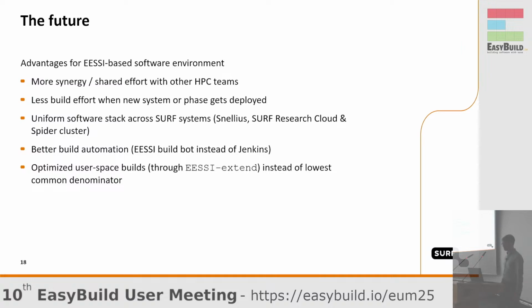Again, it allows us to also provide a uniform software stack across all of our systems. I think that's convenient to our users. We'll have better build automation, and we'll get rid of this optimization for users that we now do in a lowest common denominator way. Easy Extend actually does that properly, right? It looks at your current hardware architecture, says, okay, this is what I'm going to optimize for, and then we can just teach our users, okay, if you really need this on 2 different node types, you'll just have to do the installation twice.